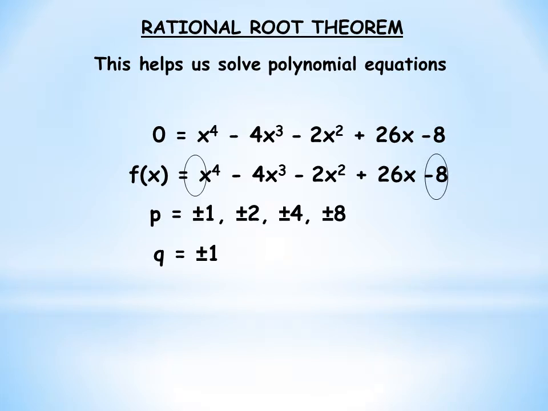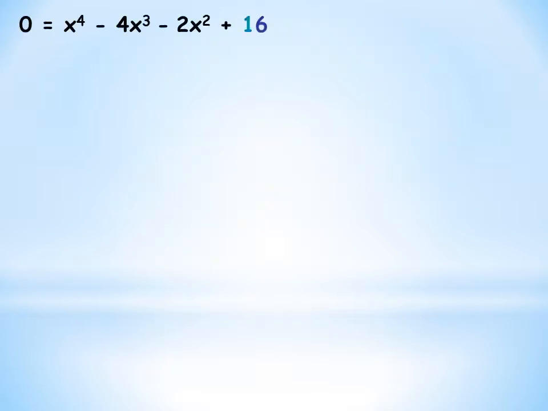And then the rational root theorem tells us to take all your factors of p and divide by all the factors of q. So you're going to take plus or minus 1 over 1, plus or minus 2 over 1, plus or minus 4 over 1, plus or minus 8 over 1. And what that tells you is that one of these 8 numbers may be a factor of the original polynomial. So it gives you a list of all the possible factors.